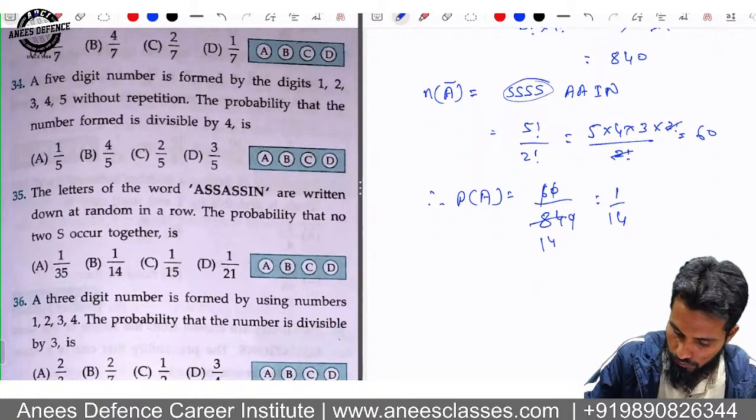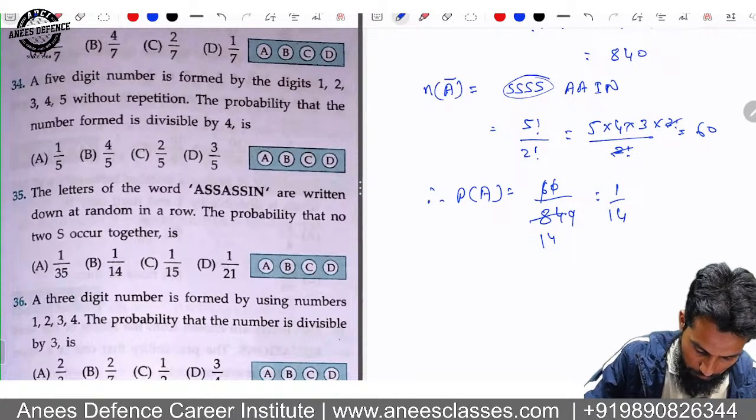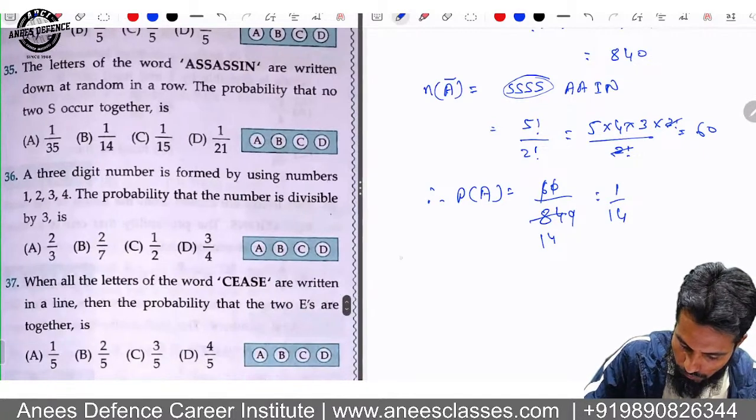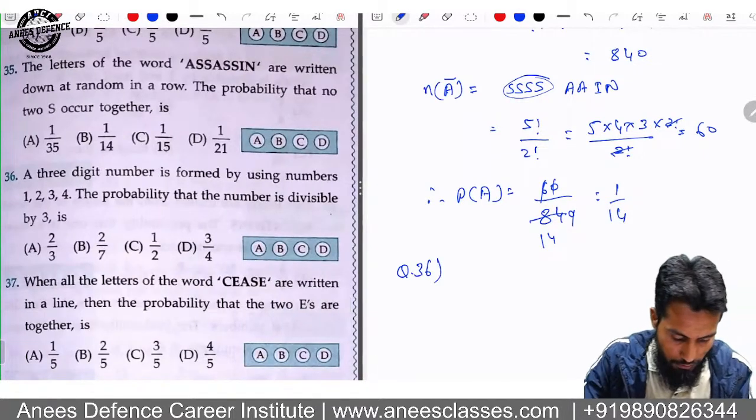We can think on it. Let's move to the next question. Leave it, it is doubtful. See question number 36.